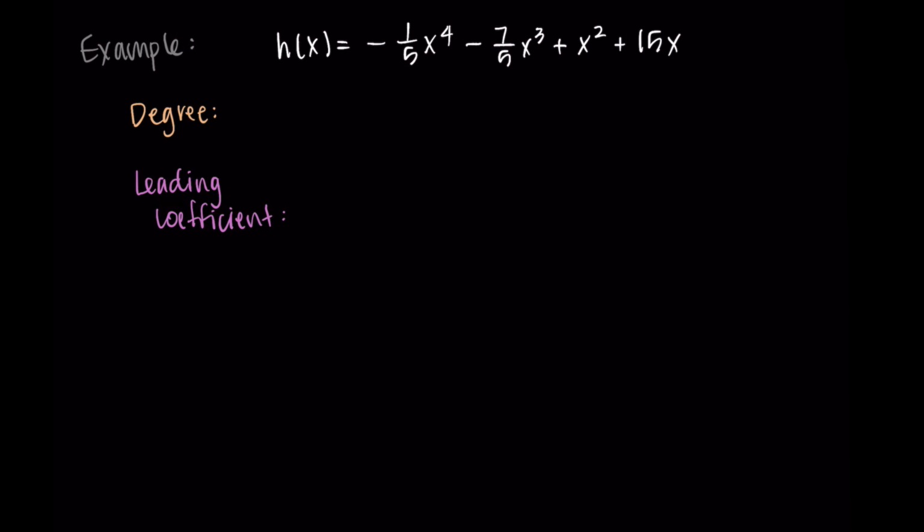It has our pattern of a number multiplied by a variable to a power. We don't have a constant at the very end. We end with 15x, but that's okay. This is still a polynomial.